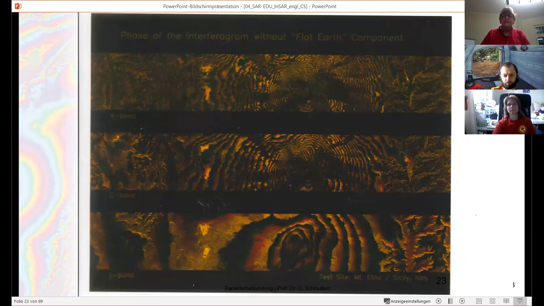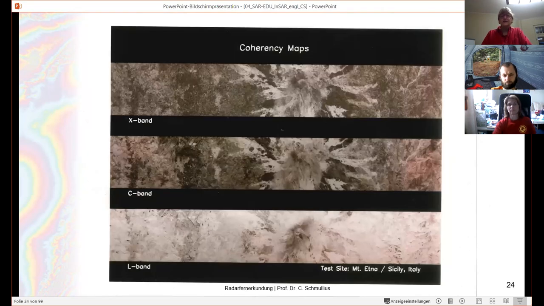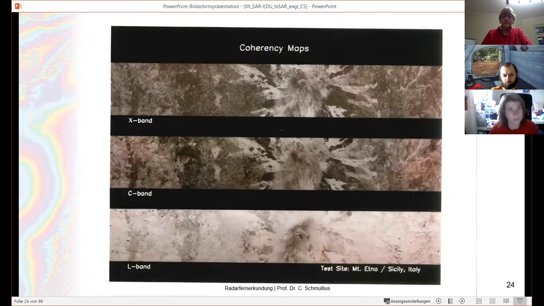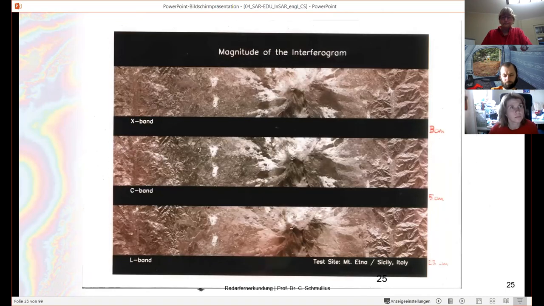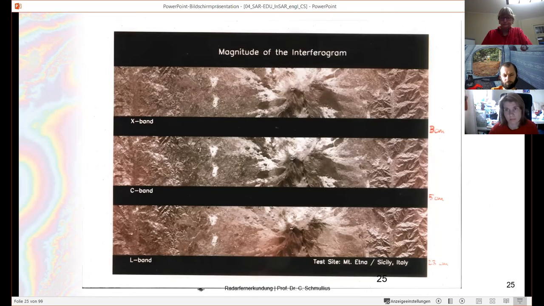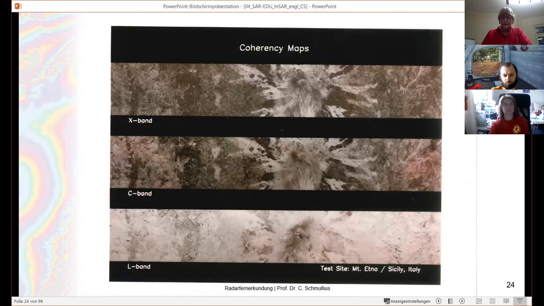Okay, and to look into the coherence, again, this was a result of three repeat pass data takes. We can also look at coherence, and these are the coherence maps. Okay, and again, this was the backscatter, and this is the coherence. Backscatter, coherence. Backscatter, coherence.